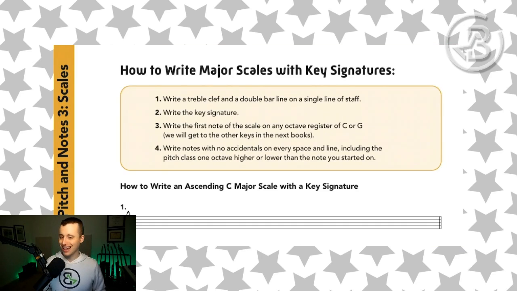and actually see why it's a little easier to write major scales with key signatures than adding in the accidentals, because there's a lot less thinking and it goes a lot faster. And why would we think if we don't have to think?